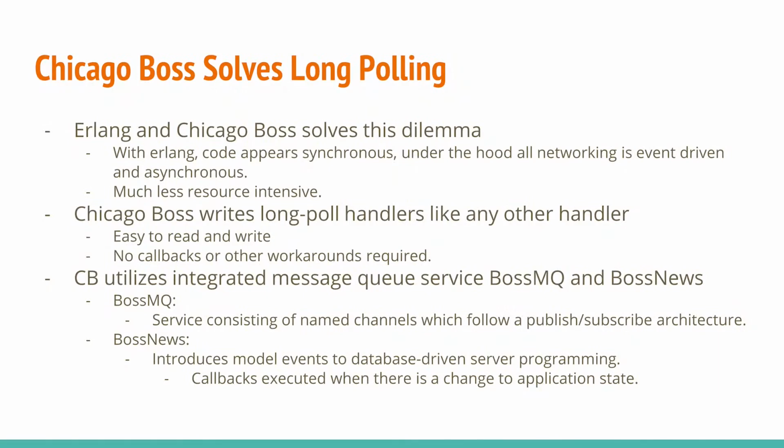Chicago Boss utilizes integrated message queue services such as BossMQ and Boss News to implement long polling. BossMQ is a service consisting of named channels which follow a publish-subscribe architecture. Boss News implements model events for database-driven server programming: callbacks executed when there is a change to application state.